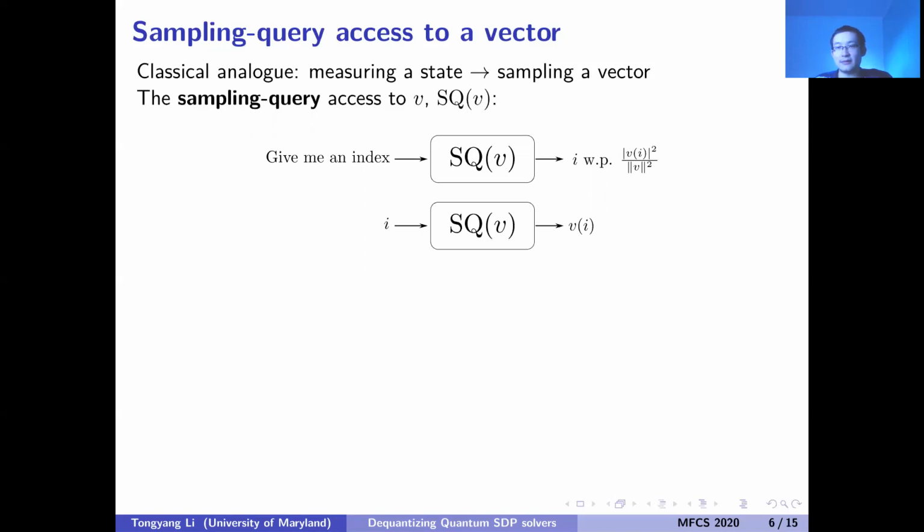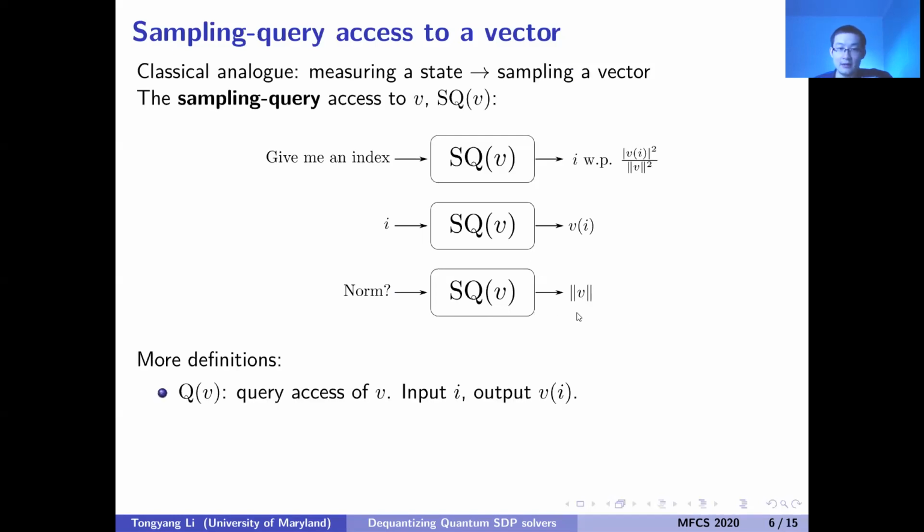There are also some other requirements for the SQ query access. For the query, the input is i, and you can directly tell me Vi. This is really a query, instead of the sample in the first part. And after having that, we require some further information. For instance, we require that we know the norm of the vector V here. They can tell me the L2 norm of the vector V.